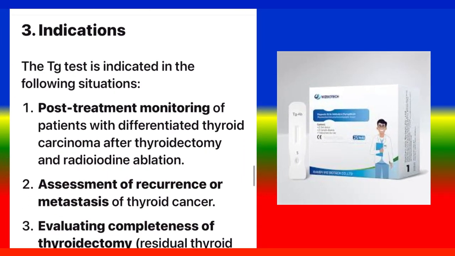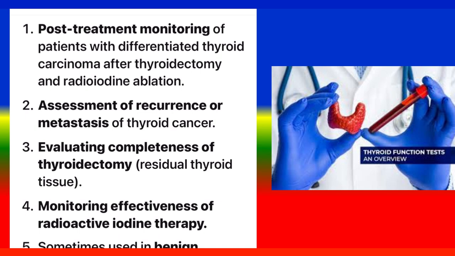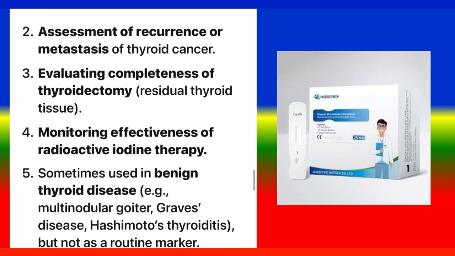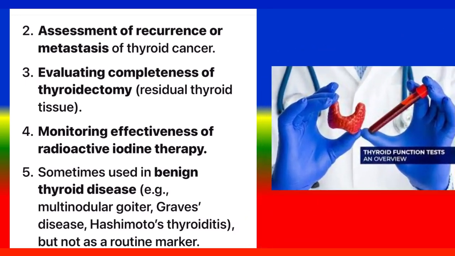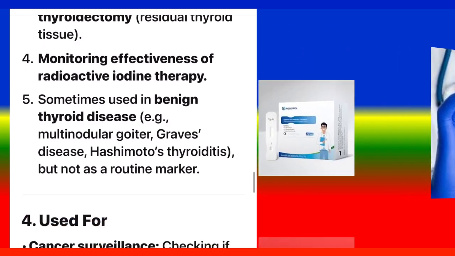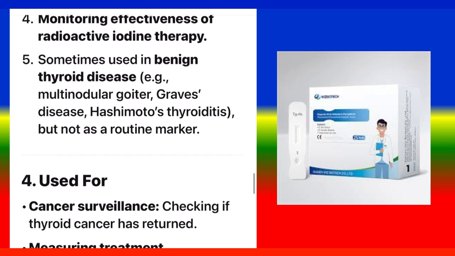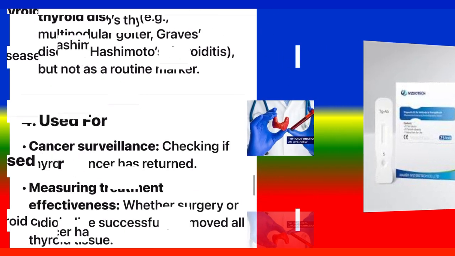3. Indications. The TG test is indicated in the following situations. 1. Post-treatment monitoring of patients with differentiated thyroid carcinoma after thyroidectomy and radioiodine ablation. 2. Assessment of recurrence or metastasis of thyroid cancer. 3. Evaluating completeness of thyroidectomy, residual thyroid tissue. 4. Monitoring effectiveness of radioactive iodine therapy. 5. Sometimes used in benign thyroid disease, e.g. multinodular goiter, Graves' disease, Hashimoto's thyroiditis, but not as a routine marker.